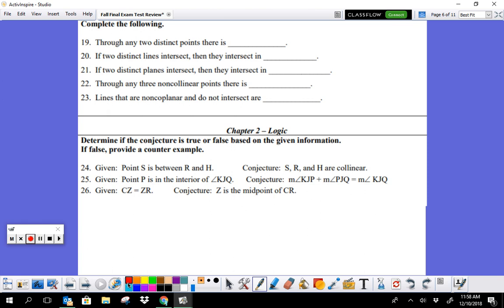Okay, and number 19, through any two distinct points, we already talked about this, through any 2 points there is a line. Make sure y'all have these down. Number 20, if two distinct lines intersect, they intersect at a point. 21, two distinct planes intersect. So the way I like to visualize this is if I have two pieces of paper and I try to cut through one with the other, they're going to cut through at a full line. So two planes intersect, they intersect at a line. 22, through any three non-collinear points, so any 3 points are going to make a plane.